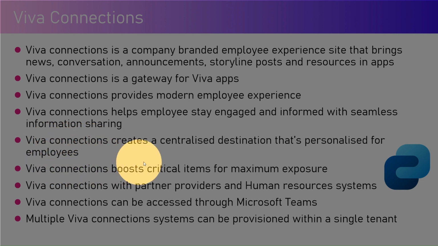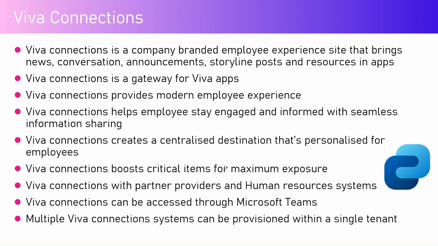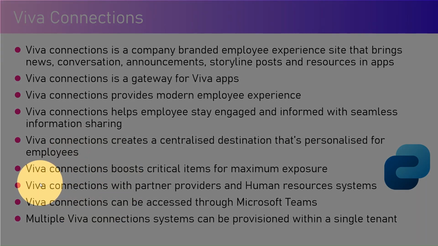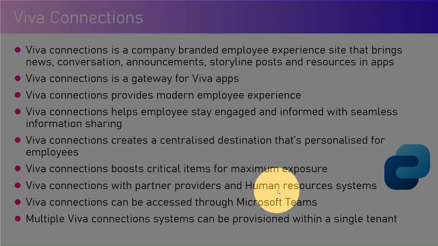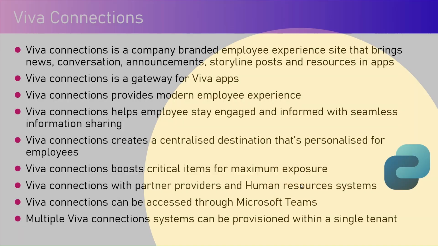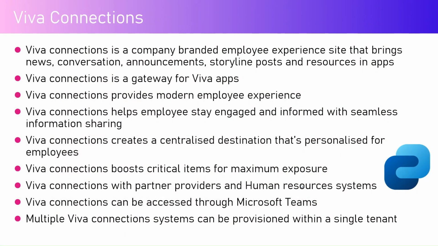Now, Viva Connections boosts critical items for maximum exposure. So it will only show you the items which are relevant and of great importance. For example, if any task is overdue, then that's a matter of concern, and that needs to be surfaced immediately rather than you looking into the system to understand what kind of task has been assigned to me or what kind of task is overdue. Now, Viva Connections works with partner providers and human resources systems. So basically, it integrates with various partner providers and human resources systems.